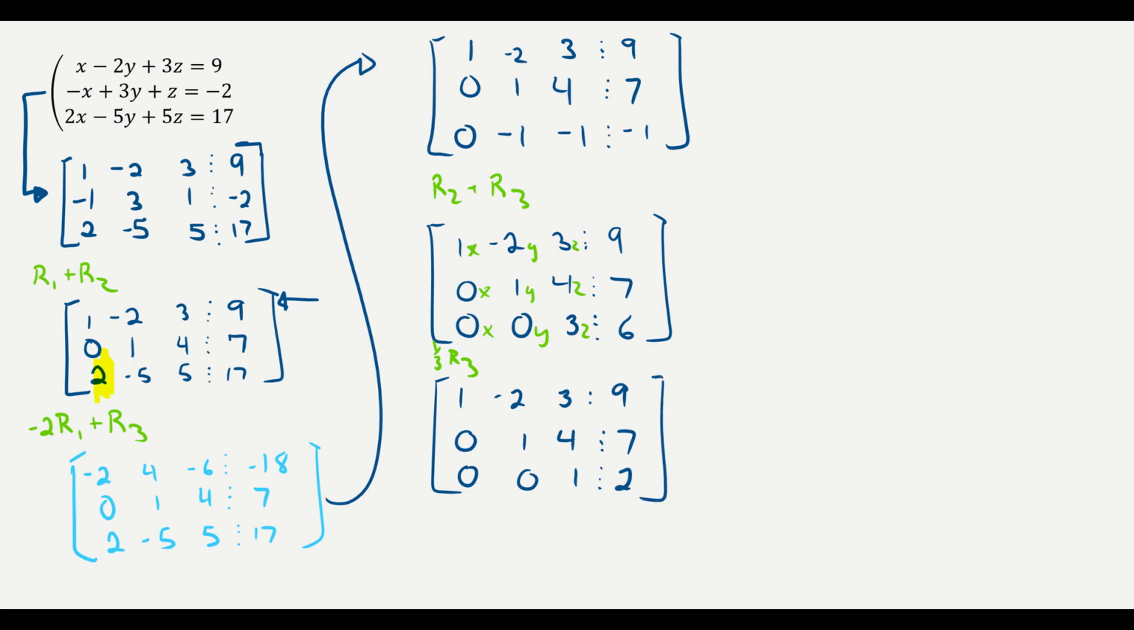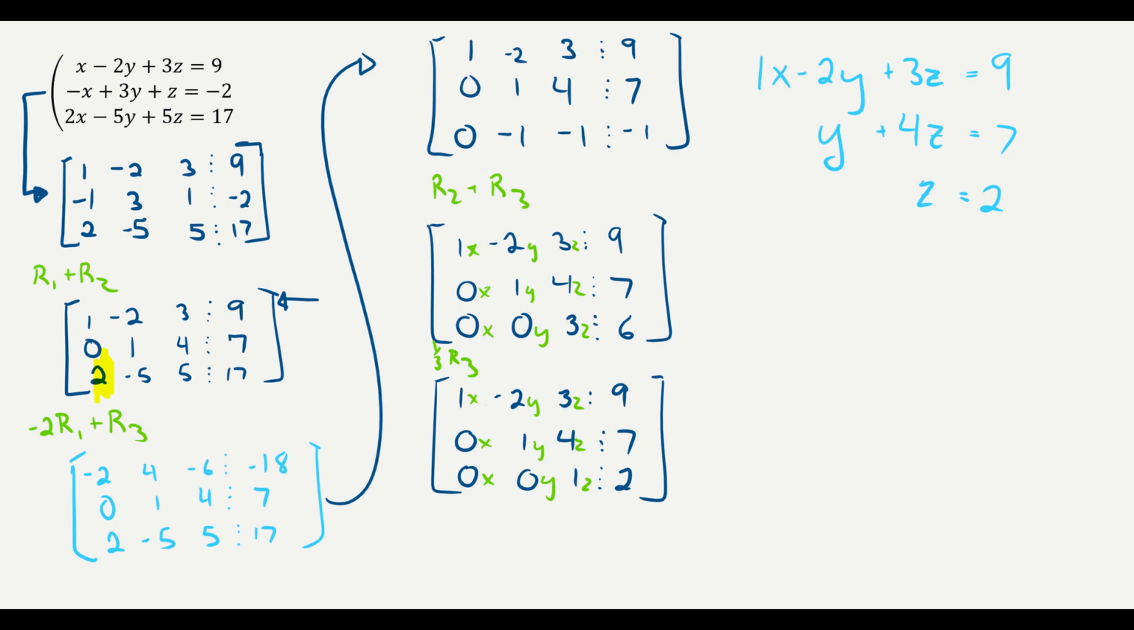You can either keep with your matrix and solve it. You can slide in your variables here if you like that method. Or you can just rewrite the system with all the variables. And that's how I'm going to finish it out, just to make it real explicit. So I have 1x minus 2y plus 3z equals 9. And then I have y plus 4z equals 7. And the easy one, z equals 2.